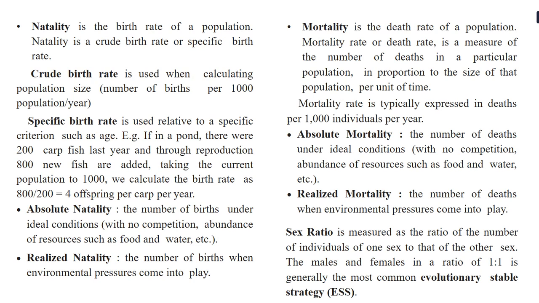This is absolute natality. Then what is realized natality? This is the number of births when environmental pressure comes into play. That means when the conditions are unfavorable, when there are limited resources like food and water, the number of births that takes place under that environmental pressure is known as realized natality. And it must be remembered that the absolute natality, the number of births taking place in ideal conditions, is always more than the realized natality.